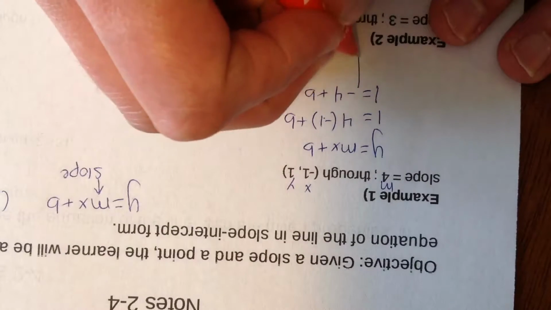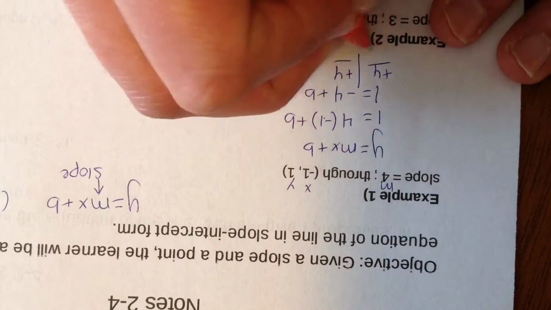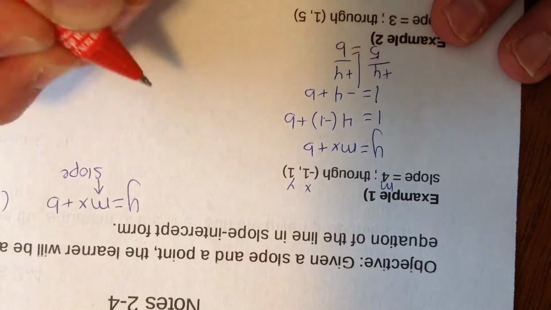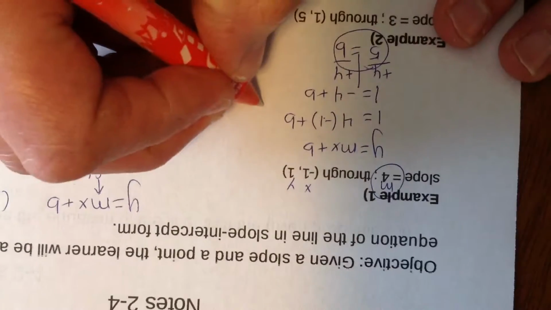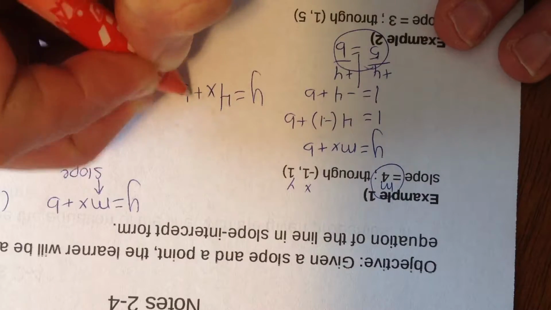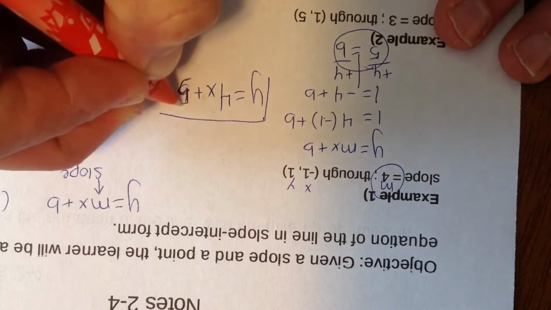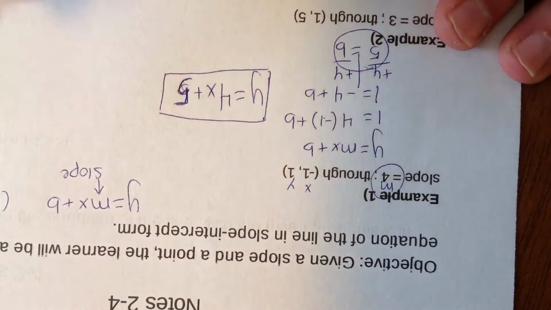To solve for that, I add 4 to both sides, and my b equals 5. So now to substitute it back in my equation, I have an m and I have a b. So I write y equals 4x plus b. Or sorry, plus 5. Because our b is 5. 4x plus 5. And that is the answer.